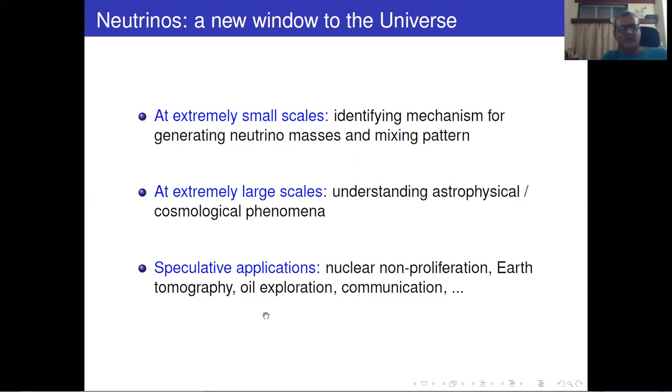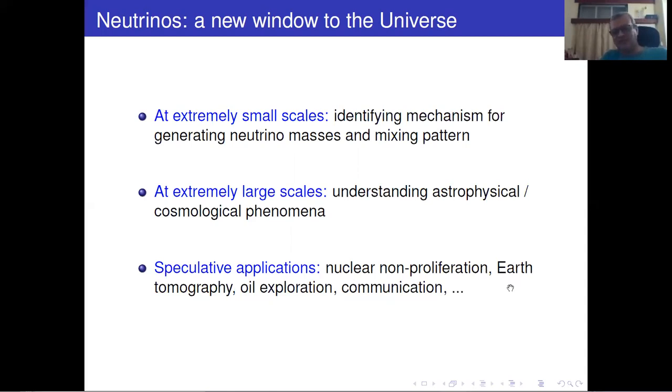And of course, there are speculative applications that I did not mention today, but we can go into them when we discuss. One which is not so speculative is nuclear non-proliferation, because that has already started. People are trying to construct detectors, maybe water Cherenkov detectors, and there are plans of having a network of such detectors all around the world so that we'll be able to keep monitoring all the nuclear reactors.